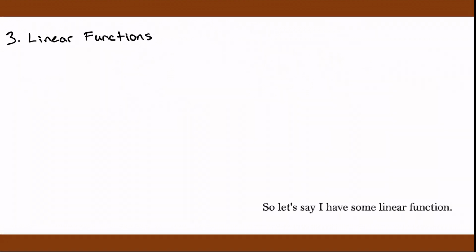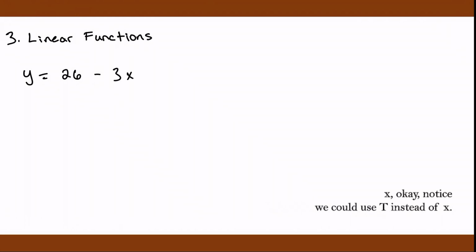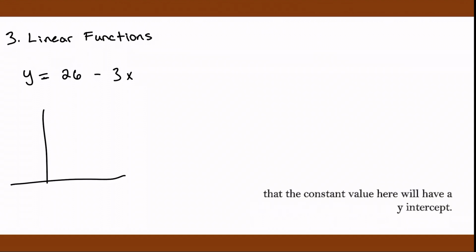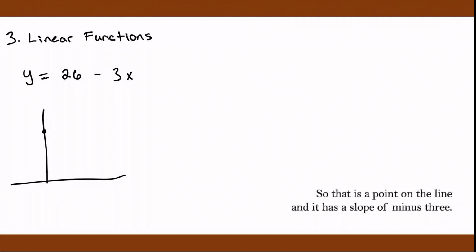So let's say I have some linear function, I don't know, y equals 26 minus 3x, okay? Notice we could use t instead of x. It doesn't matter. But there's the equation. Let's graph this thing now. Remember that the constant value here will be the y-intercept, so that is a point on the line. And it has a slope of minus 3, so we go down 3 and over 1.